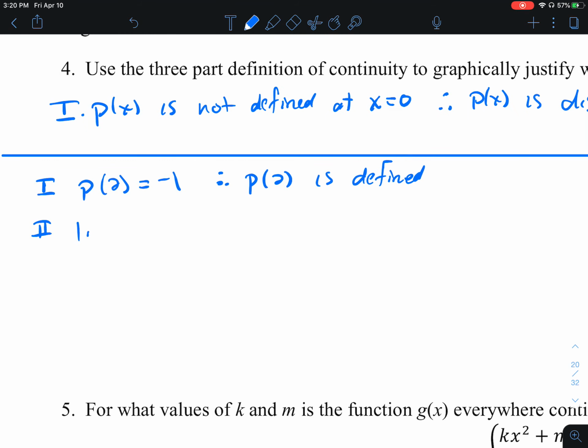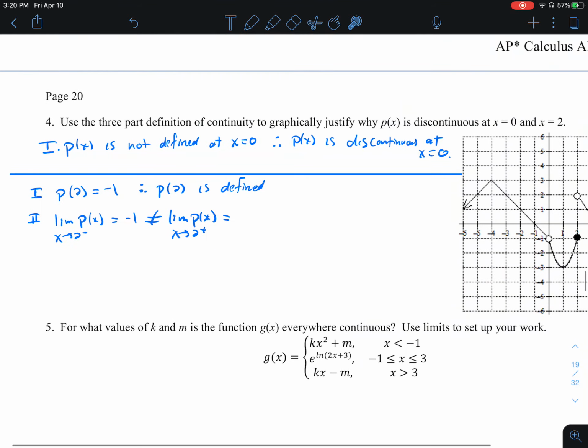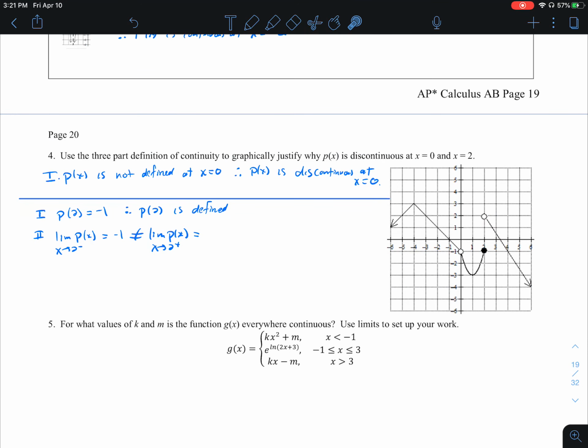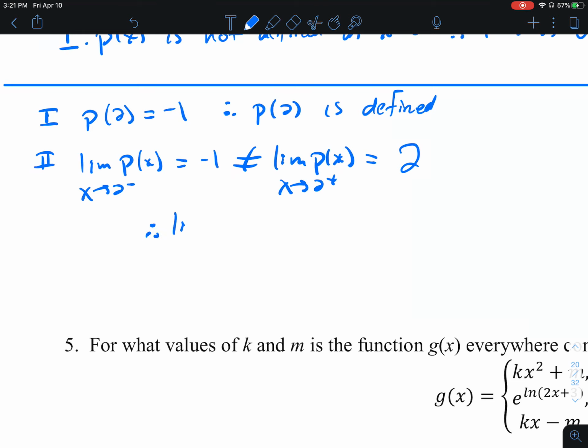The limit, part 2, of P of x as x approaches 2 from the left is equal to -1. But that's not equal to the limit of P of x as x approaches 2 from the right. Because if we approach 2 from the right, y is getting closer to 2. Therefore, the limit of P of x as x approaches 2 does not exist.